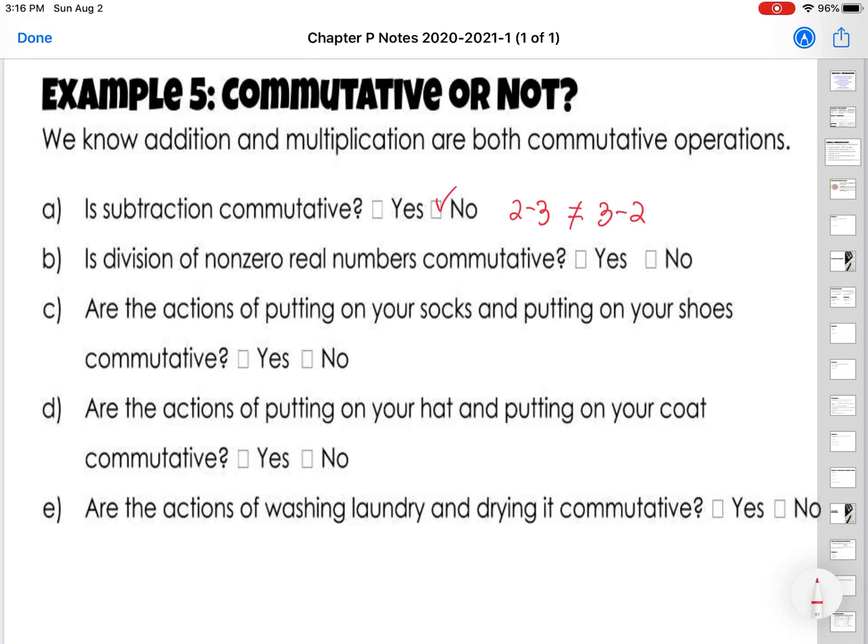Is division of non-zero real numbers commutative? Can I divide in any order? Again, the answer is no. 1 divided by 2 is 0.5. 2 divided by 1 is 2.